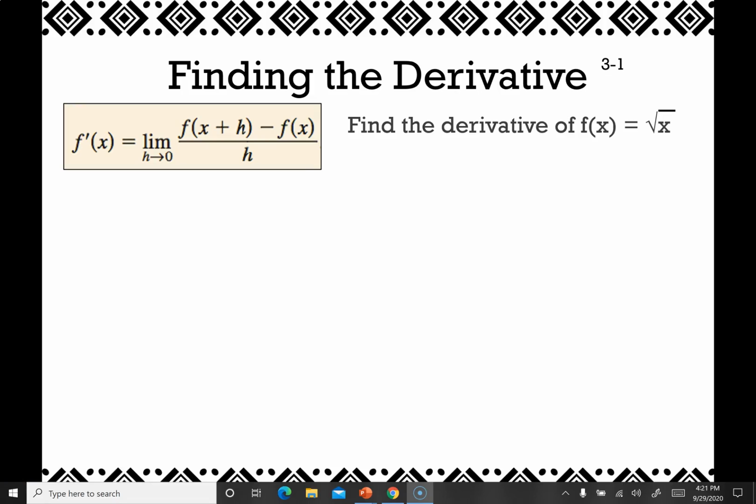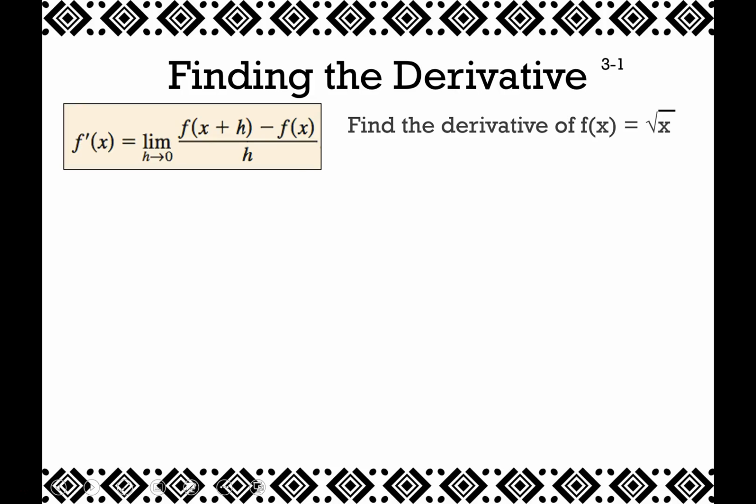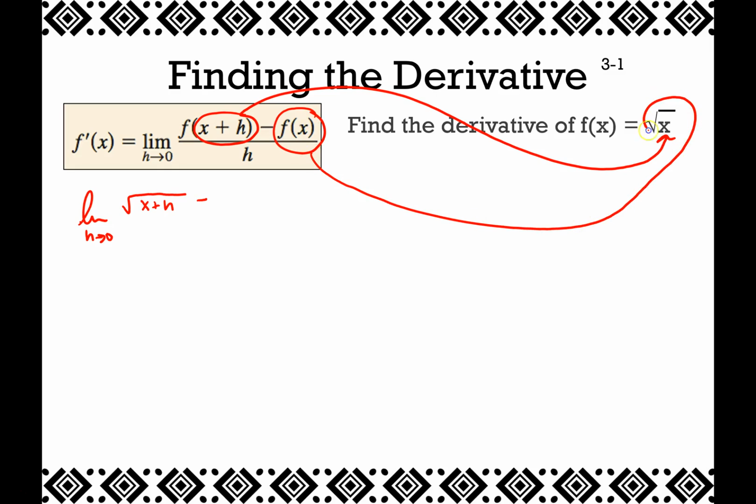All right, I'm back. So let's go ahead and find the derivative of f of x equals the square root of x. So this is going to be the limit as h approaches 0 of the square root of, remember we're putting this inside, so that's going to be x plus h minus f of x. So I'm just literally going to take this right here. That's my f of x. I'm going to write it down. Square root of x all over h.